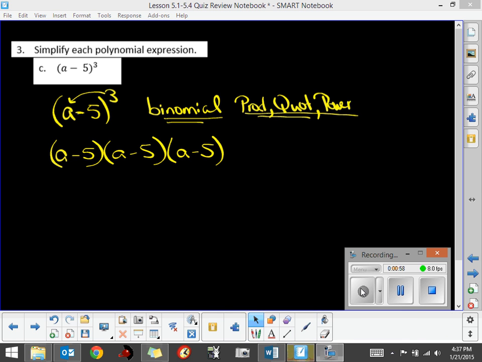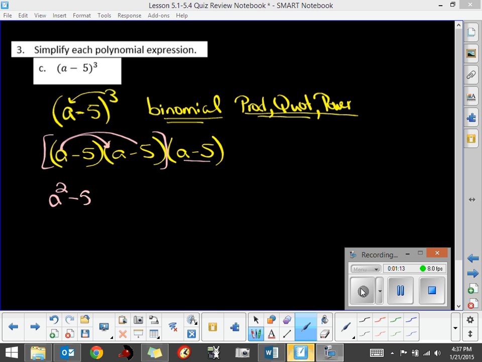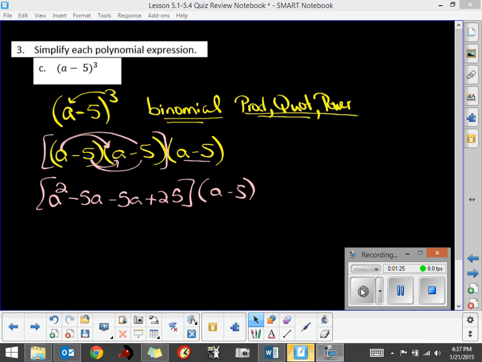What we want to do is take our first two binomials and multiply them together, get that answer, and multiply it times our third. So multiplication of polynomials means that we need to use our distributive property. Our first terms are a squared, our outermost terms are minus 5a, our innermost terms are negative 5a, and our last terms are plus 25. And we need to take that answer and then multiply it times our (a - 5). Well, before I do that, I'd rather simplify our negative 5a and negative 5a. So that's going to be a squared minus 10a plus 25.